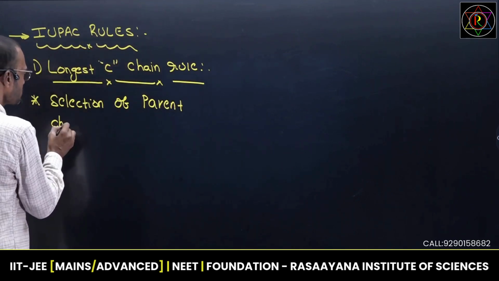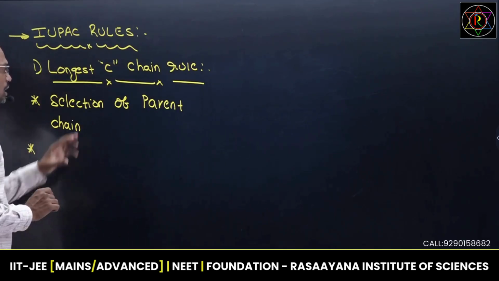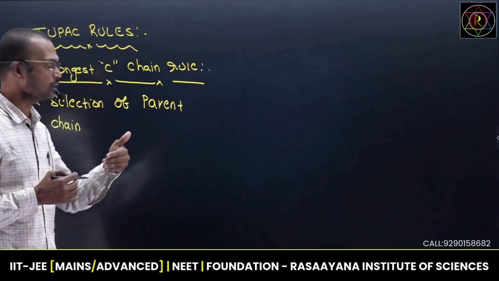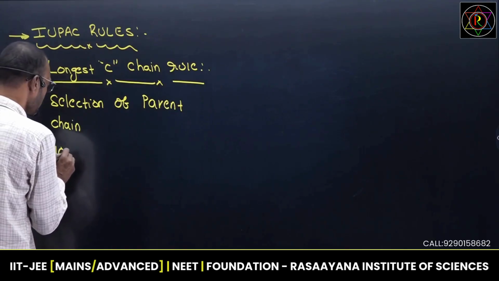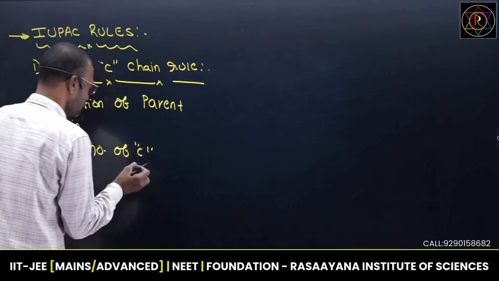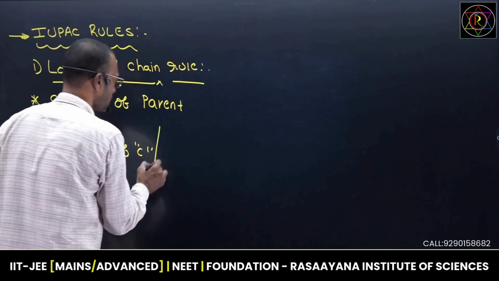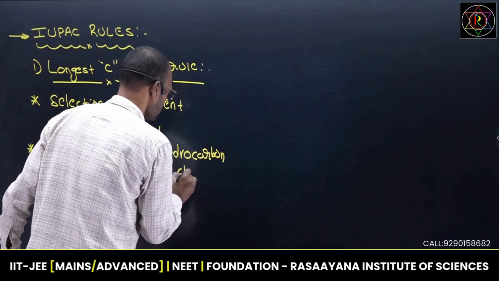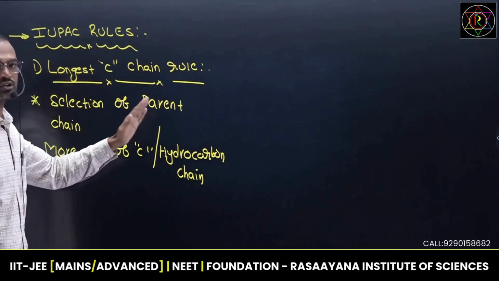So what is the difference between a parent chain and a simple chain? The carbon chain which has more number of carbons in a given skeleton, whichever direction it may be, a straight chain or zigzag chain. So the hydrocarbon chain which carries more number of carbons. Here I am taking a carbon chain which carries more number of carbons. This particular carbon chain is nothing but a parent chain. This is also called the hydrocarbon chain.